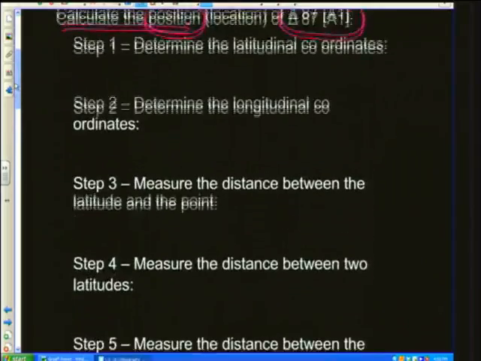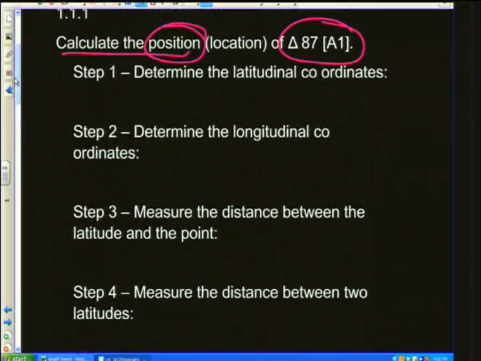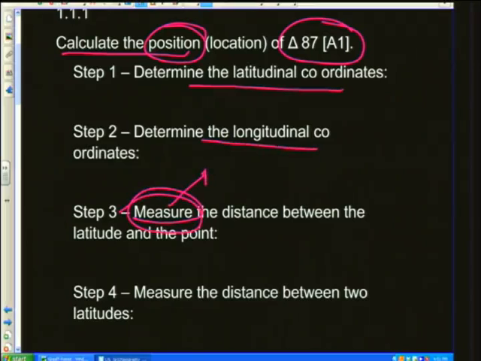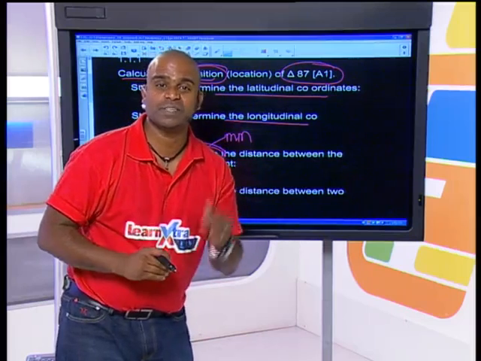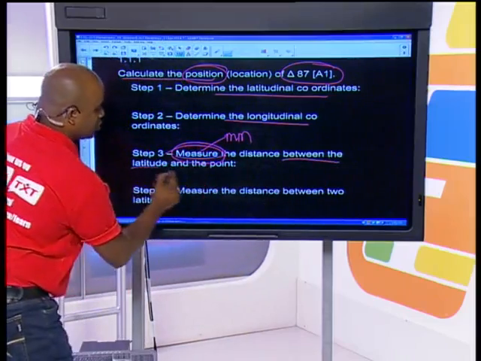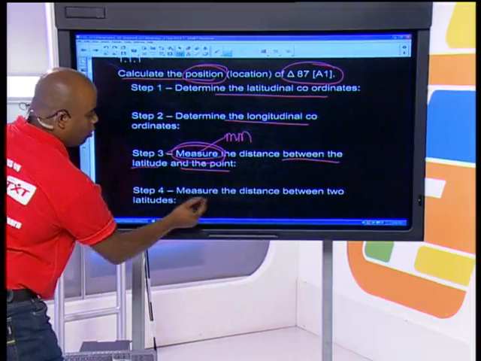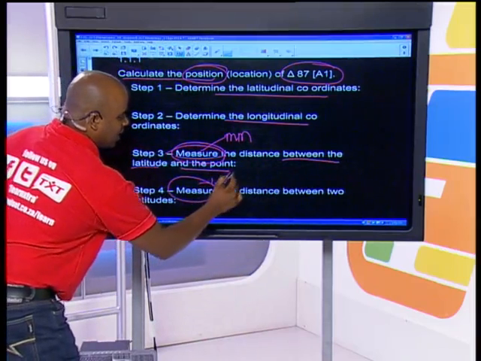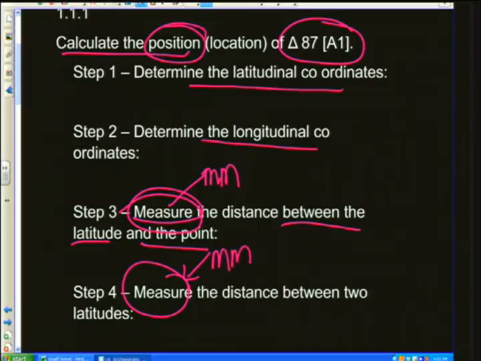So, what have we done? Step 1, determine the latitudinal coordinates. Step 2, determine the longitudinal coordinates. Step 3, measure. Note, when we're measuring, we're always going to measure in millimeters. This is a more accurate determination of the distance between the line of latitude and the point. And step 4, measure again, remembering that it is in millimeters.